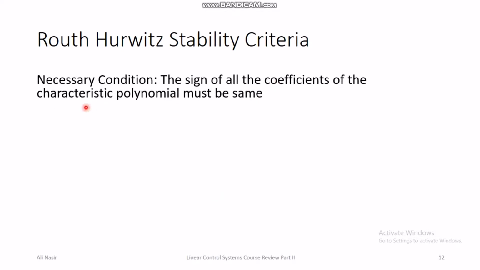It has two conditions. First is the necessary condition. The necessary condition says that the sign of all the coefficients of the characteristic polynomial of a transfer function or a matrix must be the same. For a matrix, the characteristic polynomial is the determinant of lambda I minus A, and for a transfer function, the characteristic polynomial is simply the denominator of the transfer function. So all the coefficients must have the same sign.